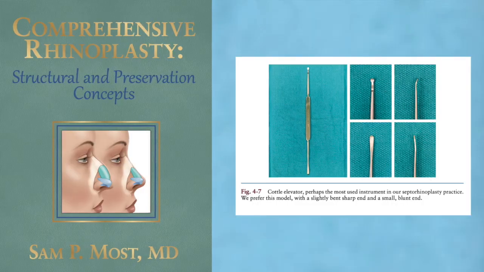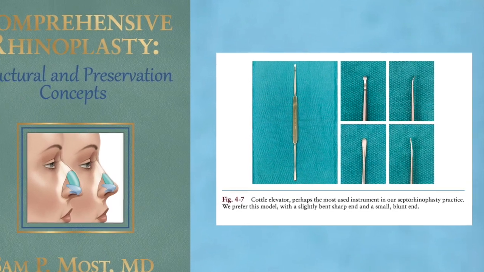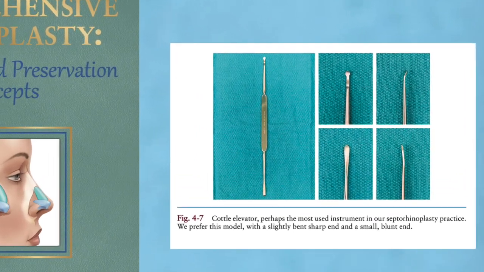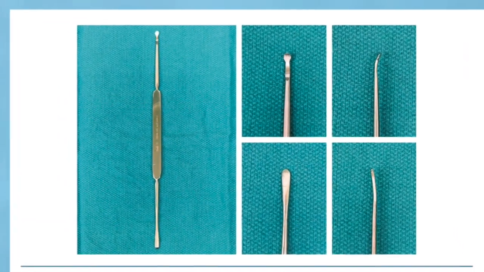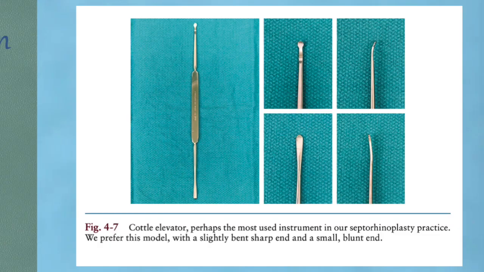Now, in the textbook, we go into detail about all the different instruments that I like, but I'm not going to do that here in this video. But I want to show you one that's really near and dear to my heart, and that's the caudal elevator. And I think anybody who's operated with me knows how much I love this instrument, and I use it for just about everything except facelift surgery. But this instrument is important because it has an end that's very sharp and can be used to dissect subperichondrially, and then a more blunt end.